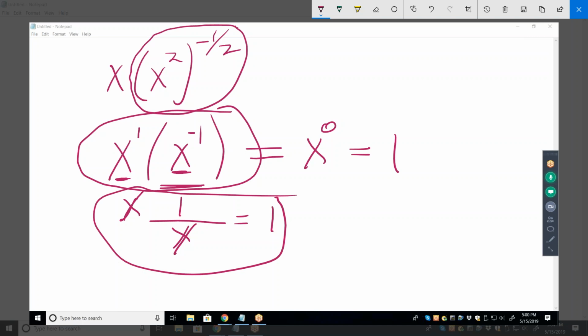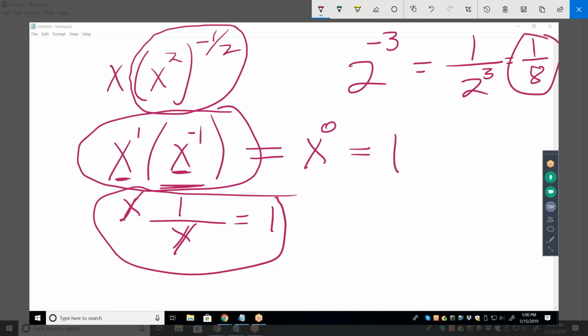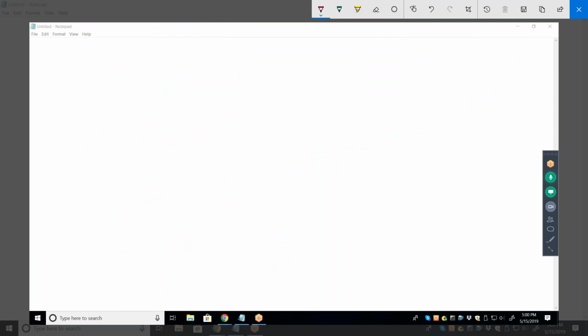Okay. So tell me what this is. So that would be 1 over 2 to the 3rd. And what's 2 to the 3rd? 8. So that's 1/8. See, that's a positive number, even though it's a negative exponent. All right. What else you got?